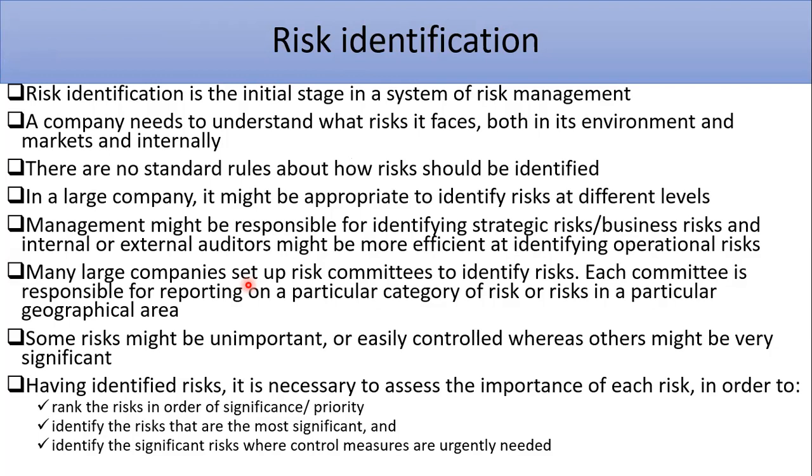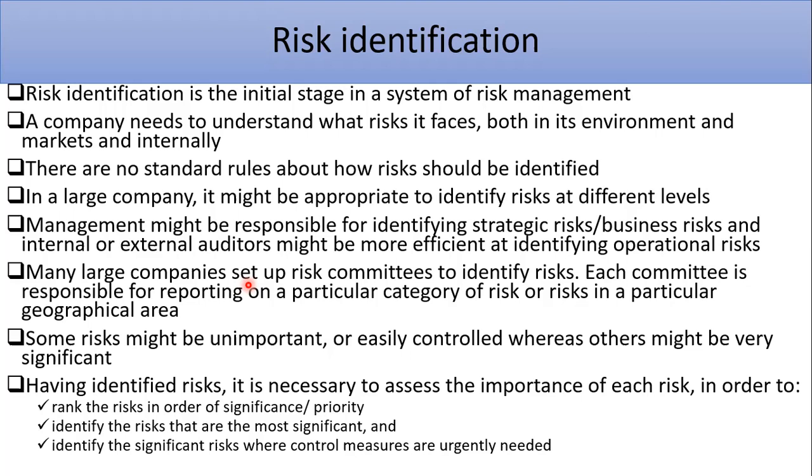Now, before you can manage any type of risk, it is important to first of all identify the risk. In risk management, the foremost thing to do is to identify the risk. So we'll look at risk identification first in order to be able to manage risk. A company needs to understand what risk it faces, both in its environment and the markets. Once they know what risk is faced, they should be able to identify the specific risk that it faces.